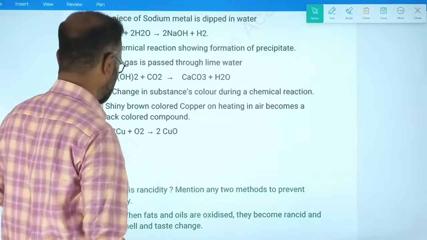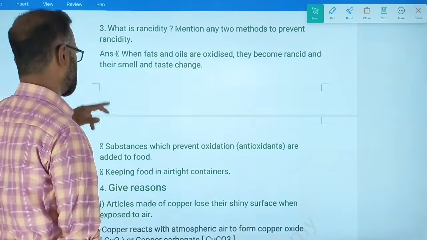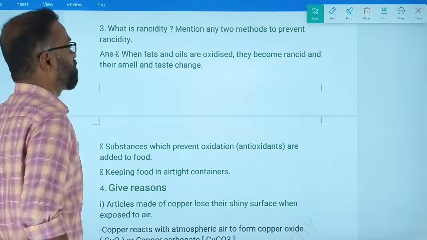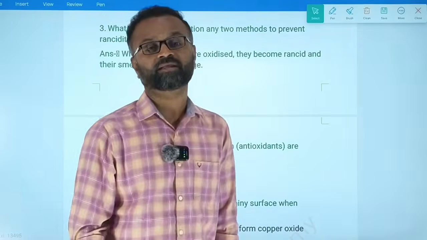This is also very simple. They frequently ask this so many times. I hope this midterm, this question will appear for 100%. That is, what is rancidity? They'll ask, or mainly they'll ask the two methods to prevent rancidity.